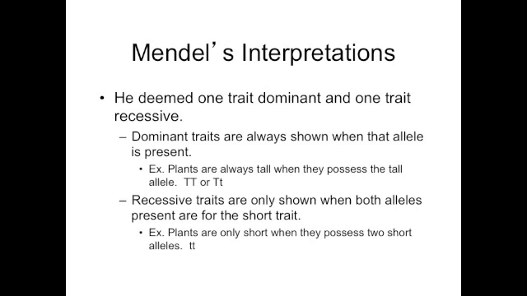Mendel also deemed that one trait was dominant and one trait was recessive. Recall in the F1 generation that one of the traits was completely masked. This is because when the dominant trait is present, it is always shown. For example, plants are always tall when they possess the tall allele. On the other hand, recessive traits are only shown when both alleles present are for the recessive trait. For example, the plants are only short when they possess two short alleles.